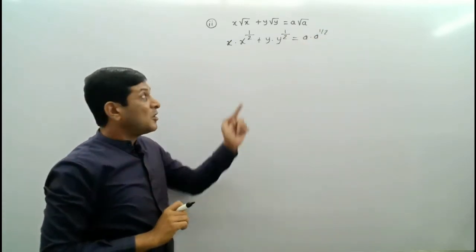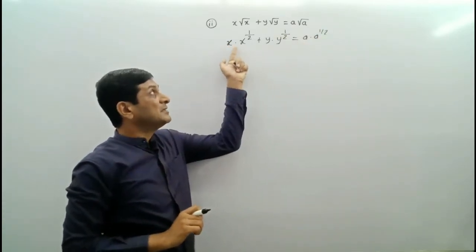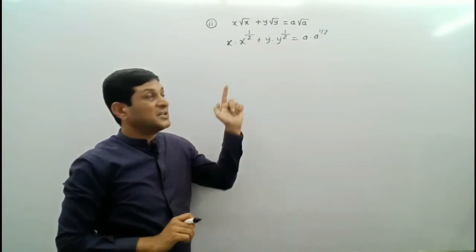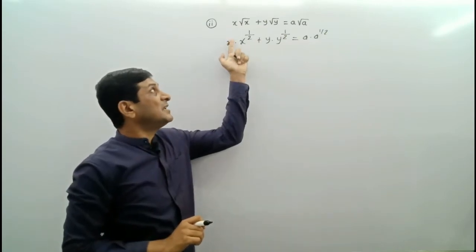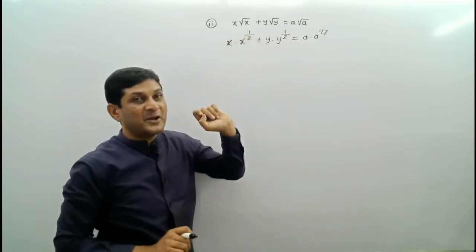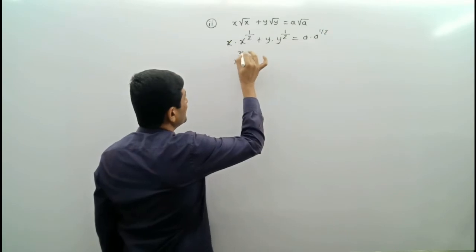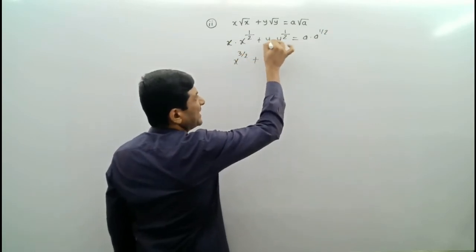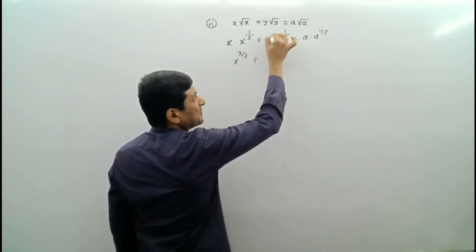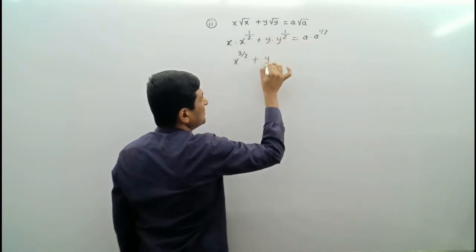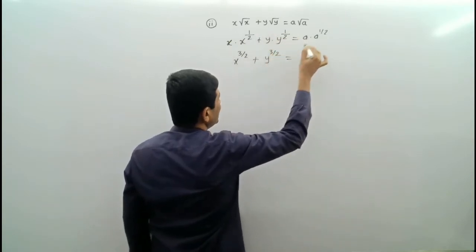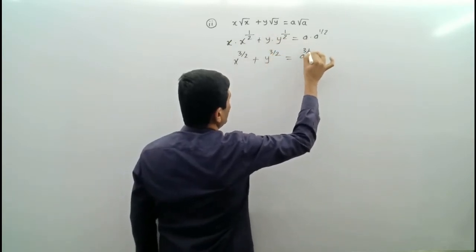Now here we can observe that the bases are the same. Then according to laws of exponent, if bases are the same, we take the addition of powers. What is the power of x here? 1. And 1 plus 1 by 2 will be equal to 3 by 2. So we get x raised to power 3 by 2. Here also the bases are the same, so take the addition of powers. Here the power is 1, and 1 plus 1 by 2 will be equal to 3 by 2. In the same way, here also we will get a raised to power 3 by 2.